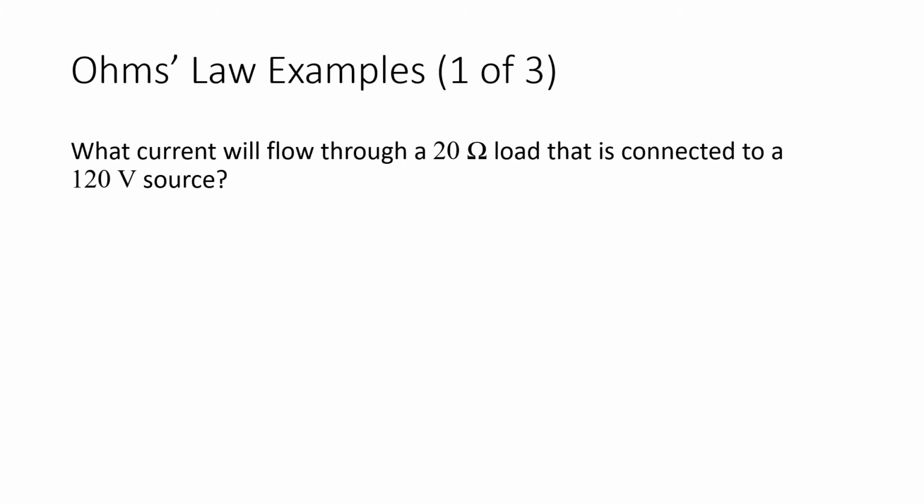What current will flow through a 20 ohm load that is connected to a 120 volt source? Now, when solving this problem, I want you to always begin by writing down the equation or formula that you will use. And for this example, that formula is I equals V over R. Then substitute in the known quantities. I equals 120 volts divided by 20 ohms. And then solve for an answer.